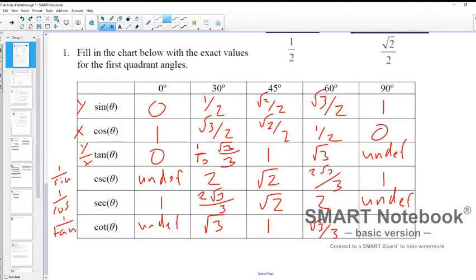And then for cotangent, this one's a little different. 1 over undefined. You might think, well, what is that going to be? Isn't that just undefined? We can also think of this as the x over the y. So when we think about the x over the y, it's 0 over 1, which in this case is actually going to be 0. All right, so that's our first part where we're just filling out the table.